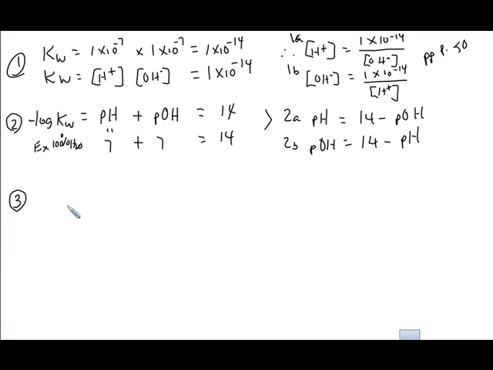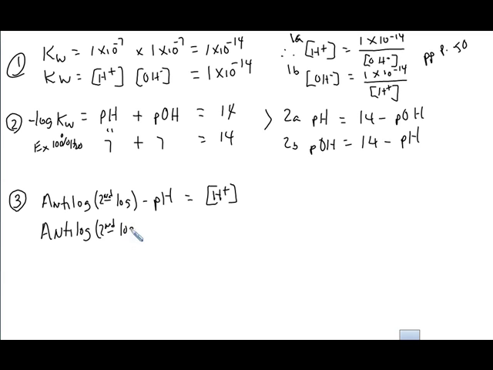It's fairly straightforward, okay? The antilog on your calculator, that's the second key, second log, of the negative pH equals the hydrogen ion concentration, right? And we're going to practice these in a minute. And also the antilog, or the second log, of the negative pOH equals hydroxide ion concentration.